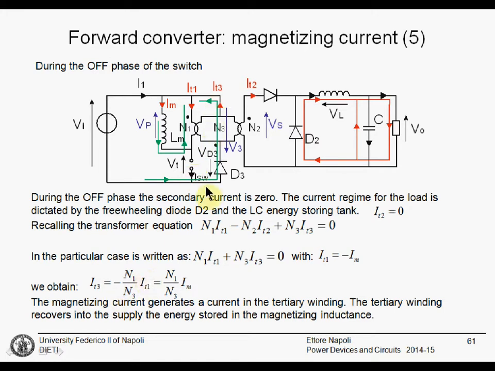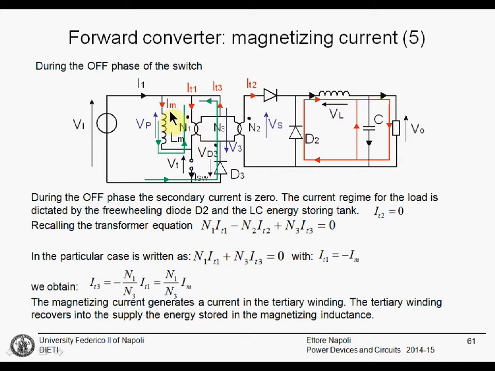This current will be negative with respect to IT1, but IT1 is negative. And this current is proportional to the magnetizing current. For the assumption, if you assume that N1 is equal to N3, this current is exactly equal to the magnetizing current.